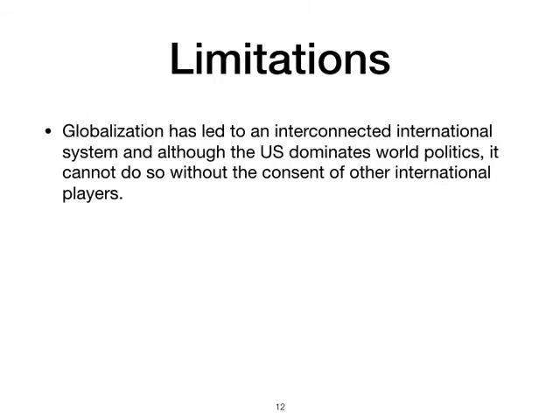And then there are limitations. Another limitation is globalization. Globalization has led to an interconnected international system, and although the US dominates world politics, it cannot do so without the consent of other international players. For example, for going to war, it needed a nod from the United Kingdom and other European countries. So they also had to work on the public image of going to war. Although they had the military might, the world has changed, the politics are changing, globalization has changed the face of this earth. So they needed the consent of other international players as well.